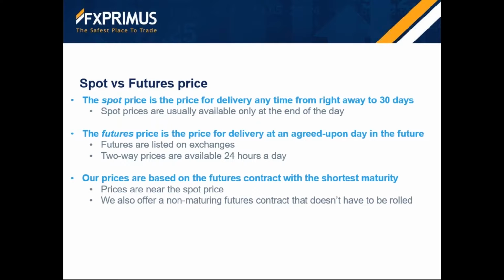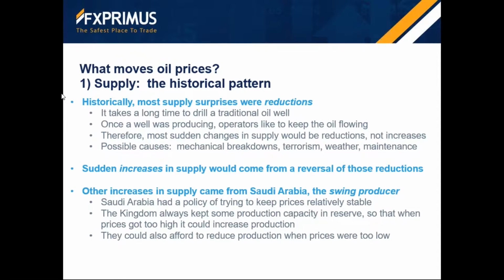So, what moves the oil price? First, we're going to talk about the historical pattern of supply. The price of oil, like most other freely traded products, is obviously set by supply and demand, at least in theory. It's very simple. More buyers than sellers, the price goes up. More sellers than buyers, the price goes down.